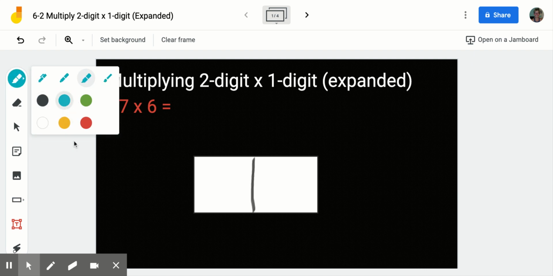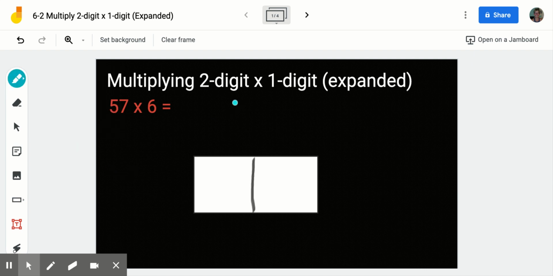Hi, everybody. Today we are going to focus on multiplying two-digit numbers by a one-digit number. And we're going to use something called expanded algorithm, which is a really big fancy word for breaking a number into parts. Here we have the example 57 times 6.